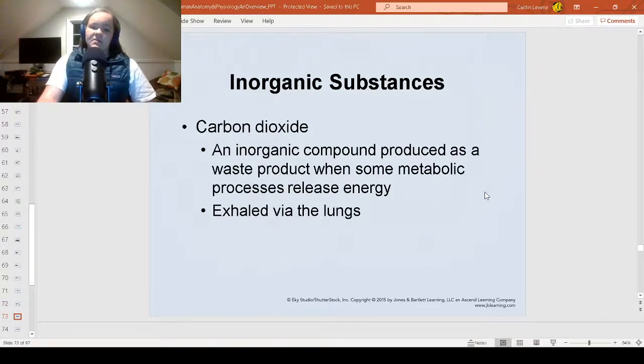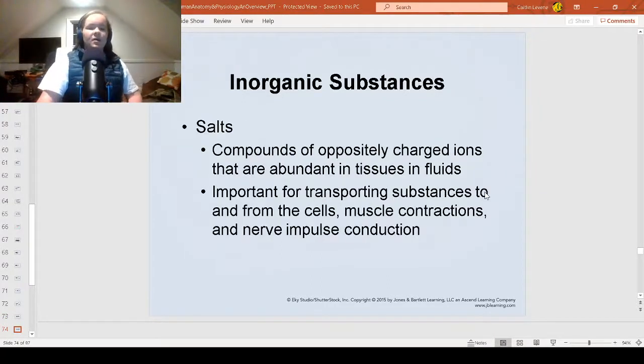Carbon dioxide is an inorganic compound produced as a waste product when some metabolic processes release energy. This is exhaled via the lungs. Salts are compounds of oppositely charged ions that are abundant in tissues and fluids. They are important for transporting substances to and from cells, muscle contractions, and nerve impulse conduction.